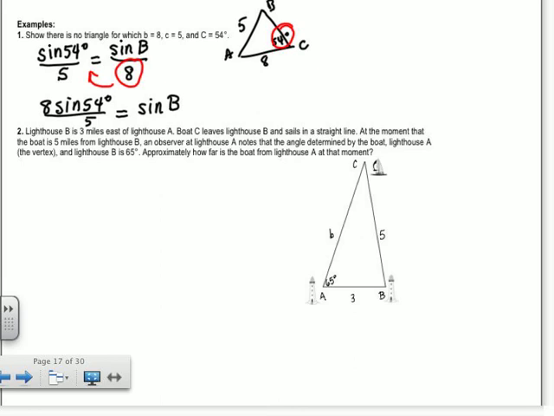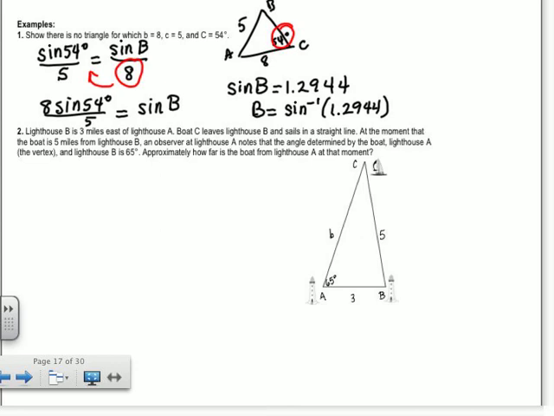Do you see how I did that? Okay, when you do that, you get sine of B equals 1.2944. How do I solve for B? Inverse sine, right? So I'm going to do B equals inverse sine of that answer that you have on your calculator. So what happens when you do that? Mine says error.